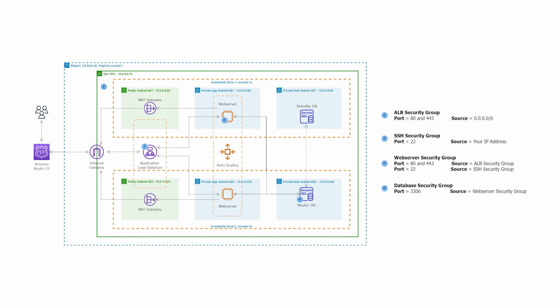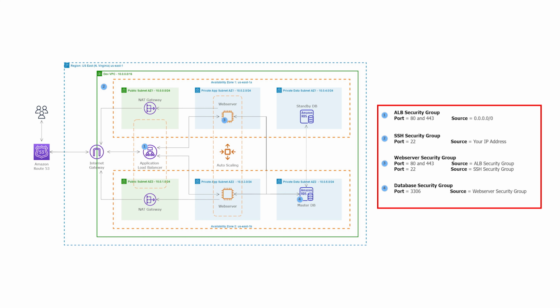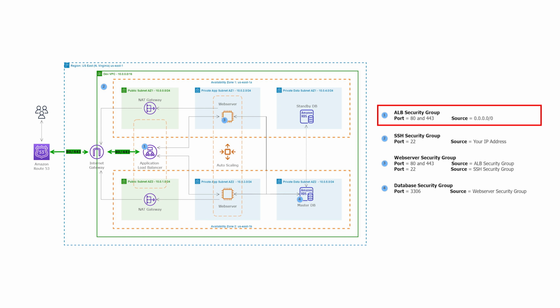In this lecture, we will create the security groups we need for this project. These are the security groups we will create for this project. We will create the first security group and call it Application Load Balancer Security Group. This is the security group we will add to the Application Load Balancer, and on this security group, we will open port 80 and port 443 from anywhere on the internet.